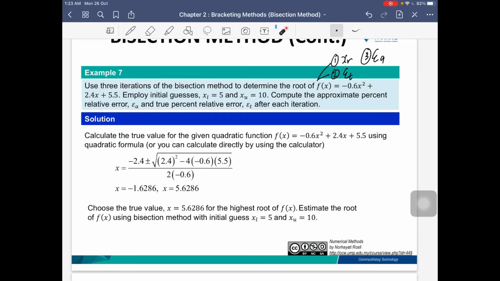However, since we are given the lower limit, where x is between 5 and 10, we must consider the second root only as our true solution. So we choose this second root as our true solution in order to calculate the true percent relative error. Alright.